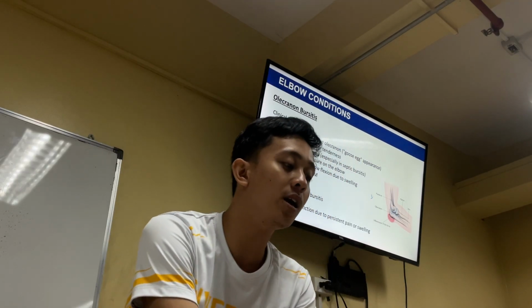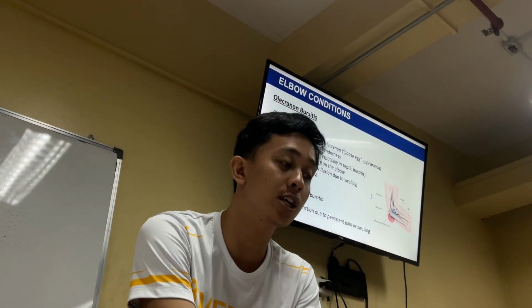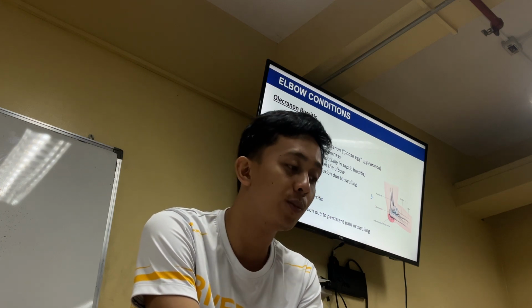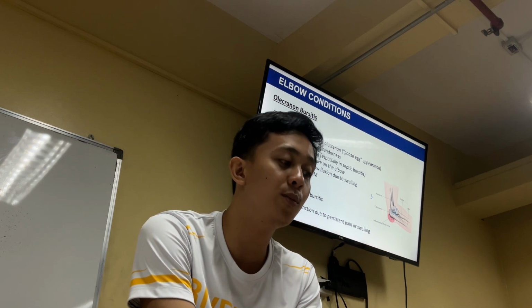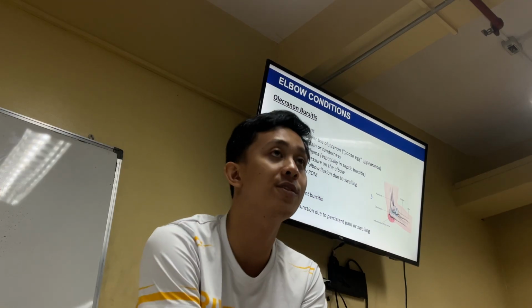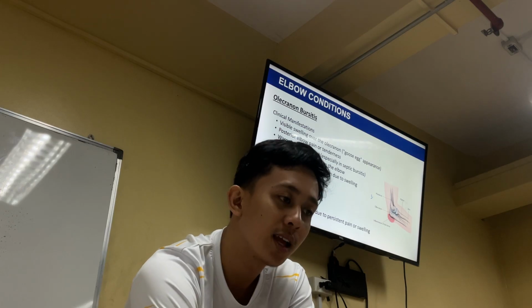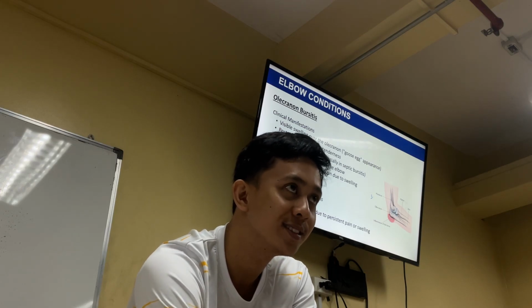Complications may be chronic or recurrent bursitis, specifically of your olecranon bursa. There will be rupture of your olecranon bursa and then reduced elbow function, if we're talking about functionality of your elbow range of motion. Am I too fast? Just right.